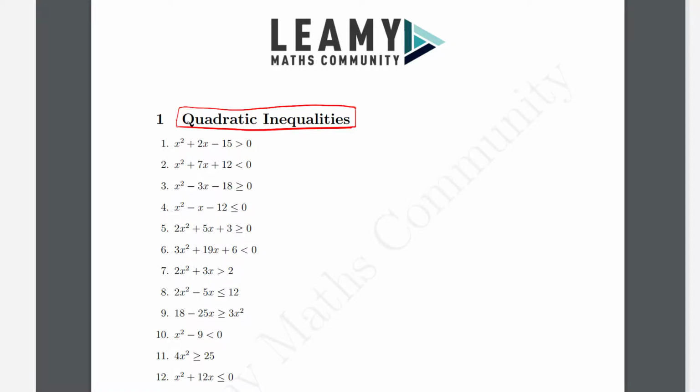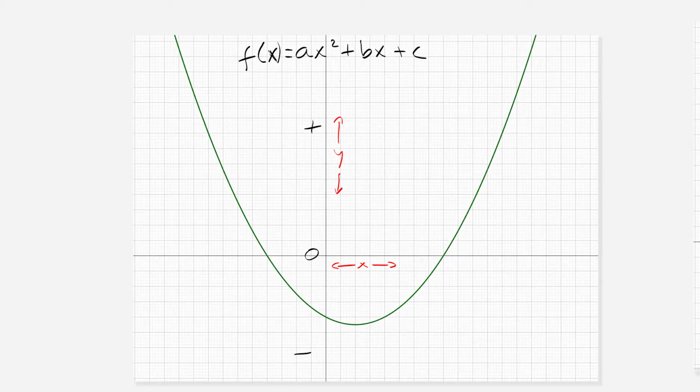Let's look at some quadratic inequalities. So what is a quadratic inequality? We call it a quadratic when we see an x squared as the highest power in the function, and inequalities because of the existence of these signs here, the less than and greater than signs, your inequality signs. Before we look at solving these inequalities, let's do a little bit of background work on quadratic functions.